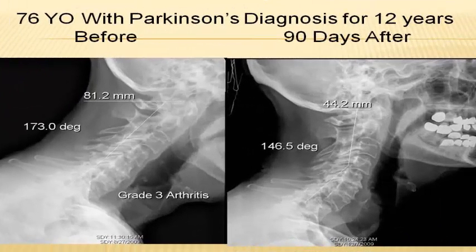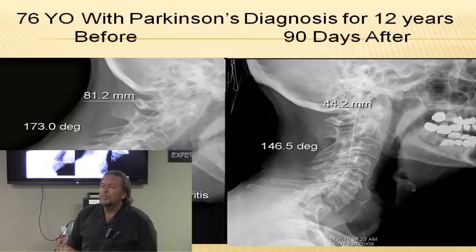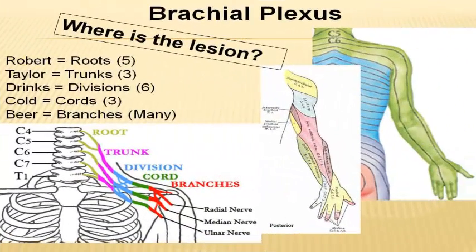Here's a patient, 76 years old. She had Parkinson's for 12 years. That's before on the left, after on the right. Do you see a change in the curve? Yes. Guess what? She went from a wheelchair to a walker to a cane. Wow. I mean, just brilliant, beautiful woman. Now, I know this is tough. I could spend more time on structure, but we have to understand a little bit more about this.